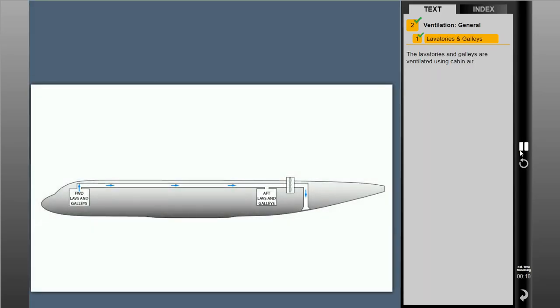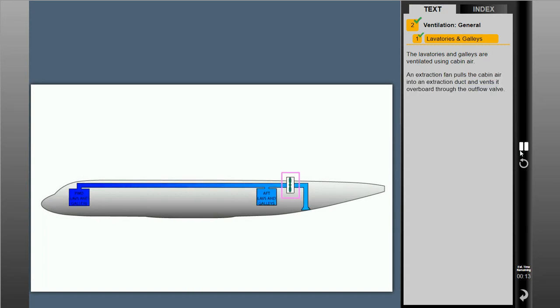The lavatories and galleys are ventilated using cabin air. An extraction fan pulls the cabin air into an extraction duct and vents it overboard through the outflow valve. The extraction fan runs continuously whenever electrical power is applied to the aircraft.